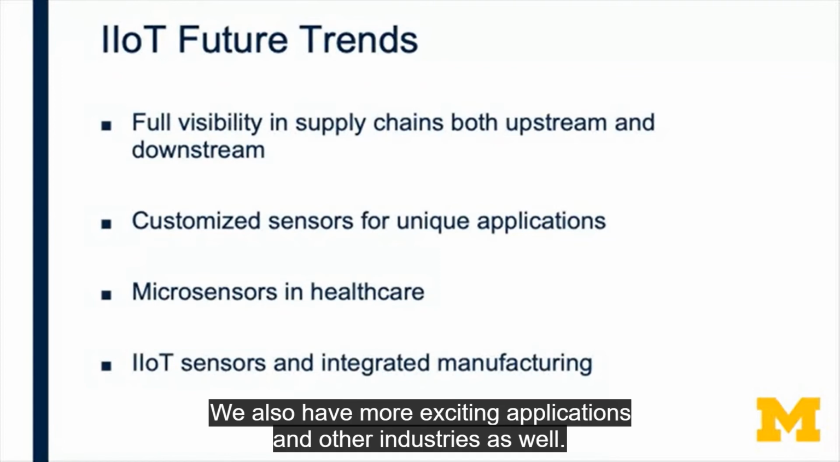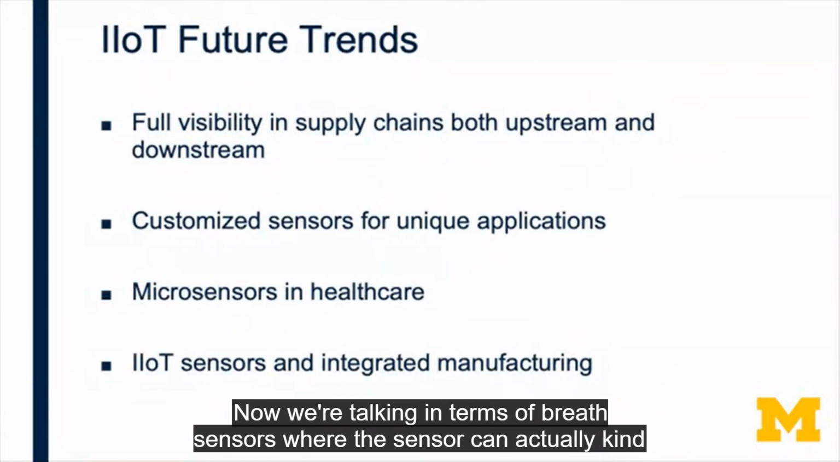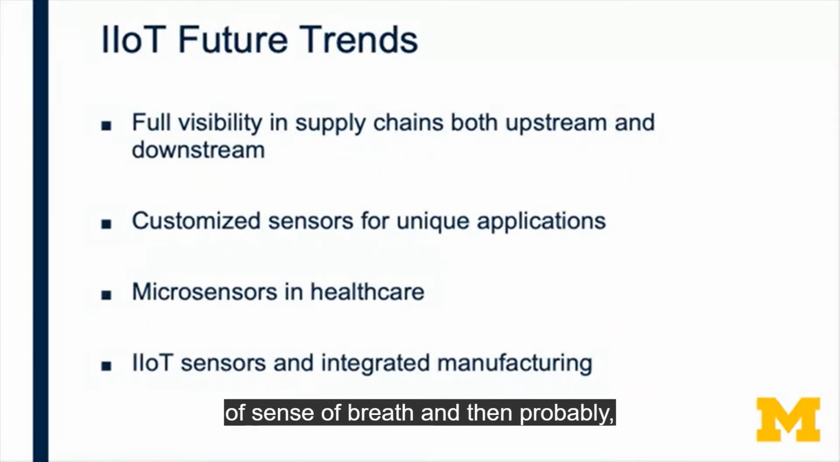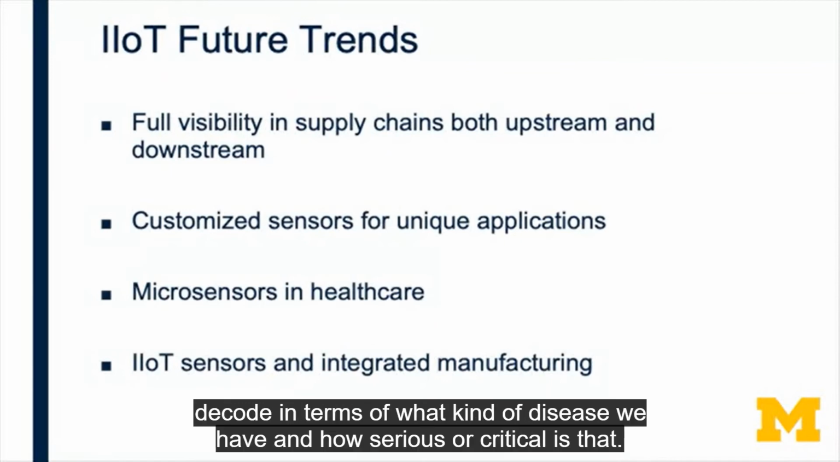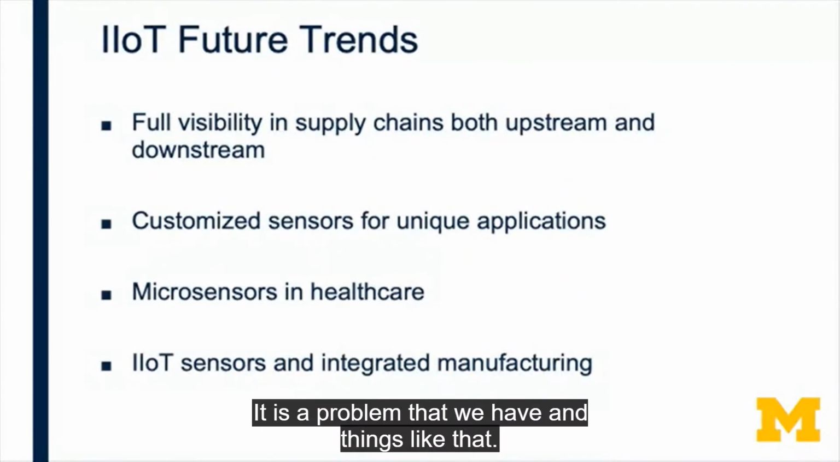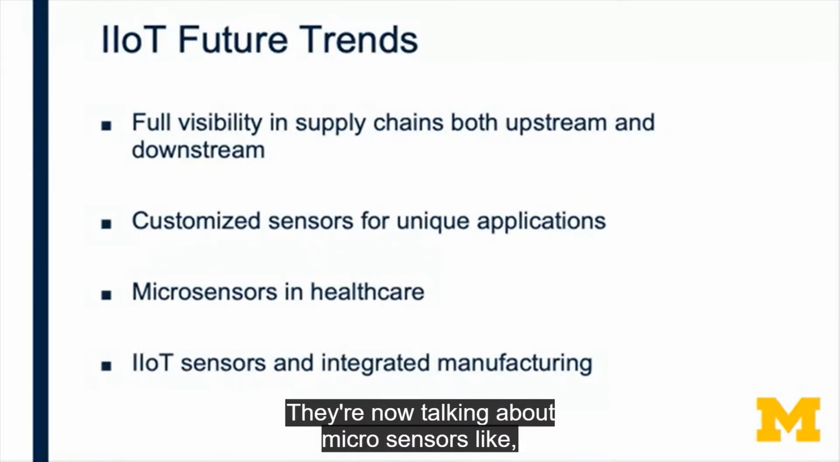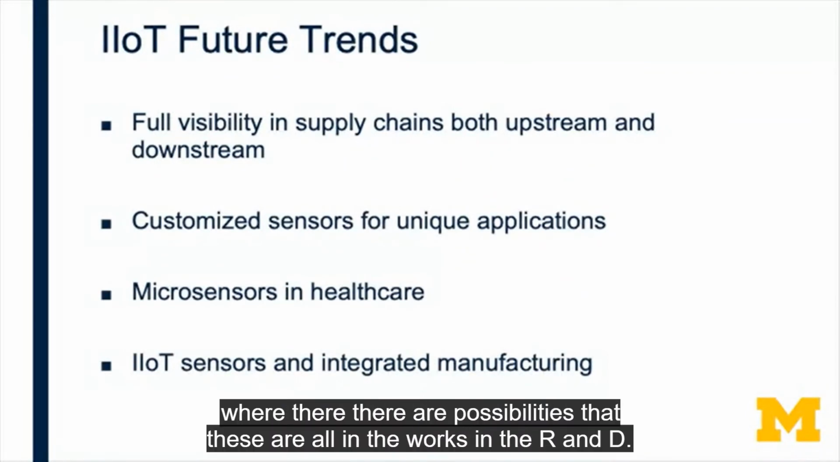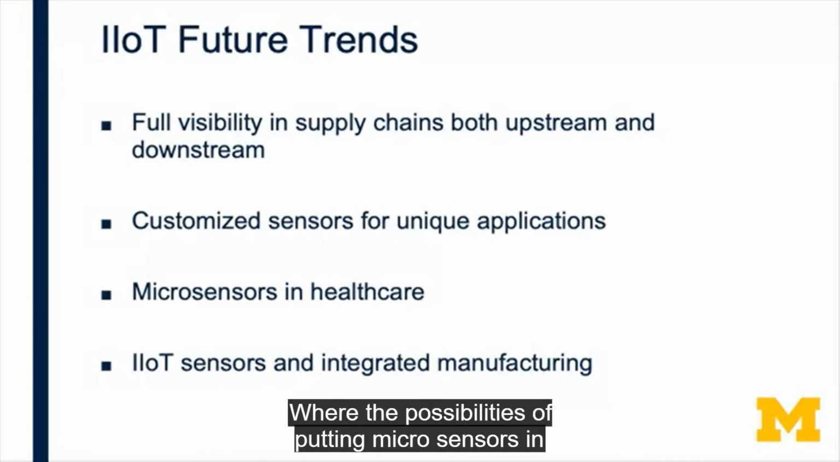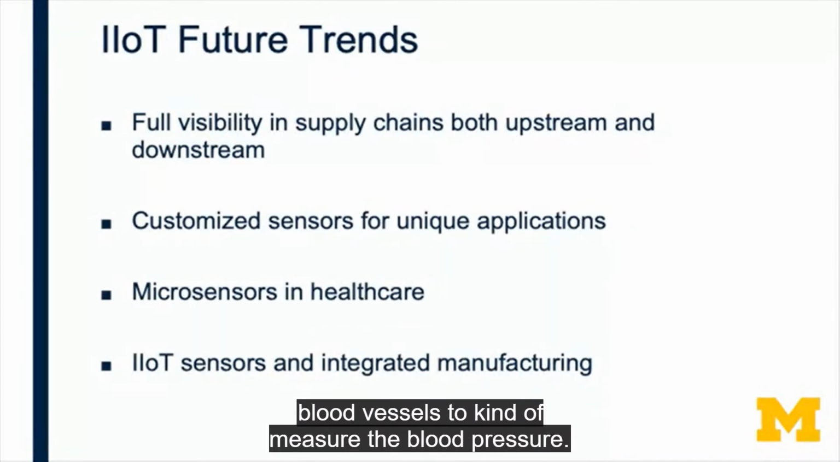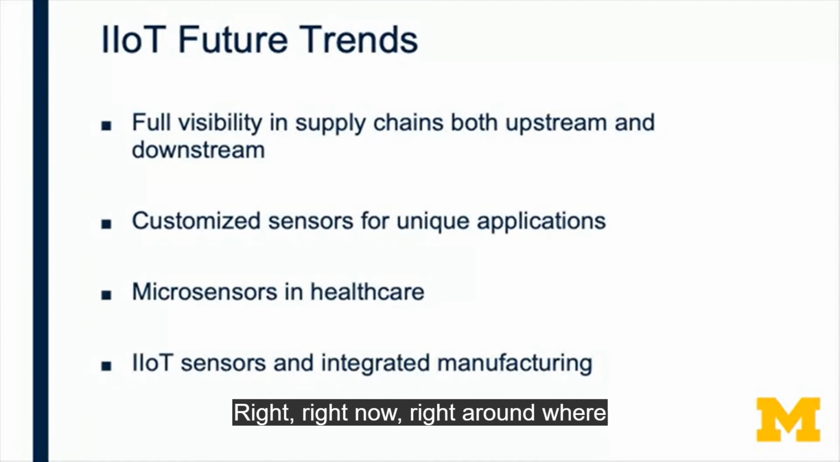Now we're talking about breath sensors, where the sensor can sense our breath and probably decode what kind of disease we have and how serious or critical the problem is, and things like that. They're also talking about micro sensors. These are all in the works in R&D, where there are possibilities of putting micro sensors in blood vessels to measure the blood pressure, right? Right now we measure the pressure from outside. Can we do it from inside?